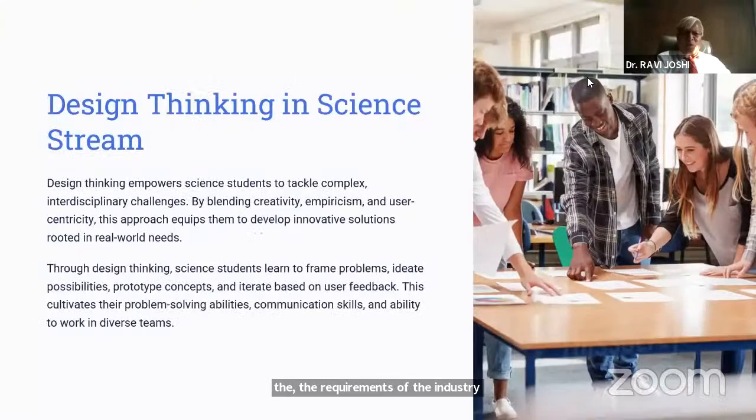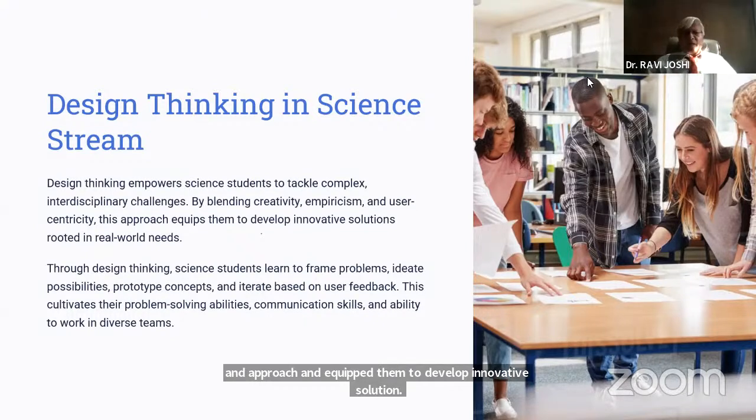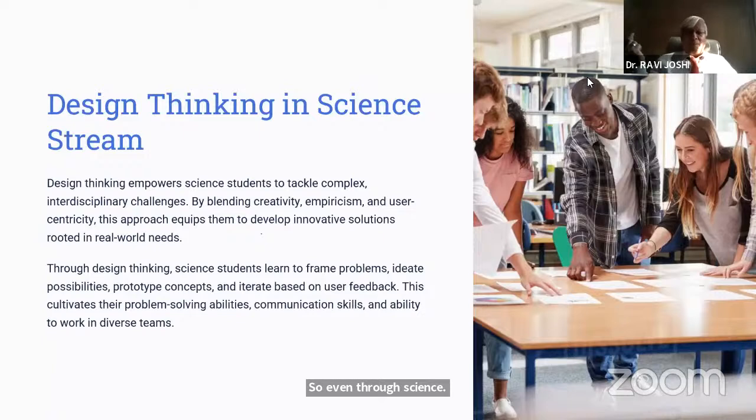For the science stream, you can, of course, use design thinking to tackle complex interdisciplinary challenges. For example, say making a formulation of some fertilizer for some specific disease. So using a creative approach, equip them to develop innovative solutions. Even through science education, they can learn how to frame the problem, how to ideate the possibilities, what the prototype concepts are, how the iterations are done. So this type of approach cultivates problem solving ability.